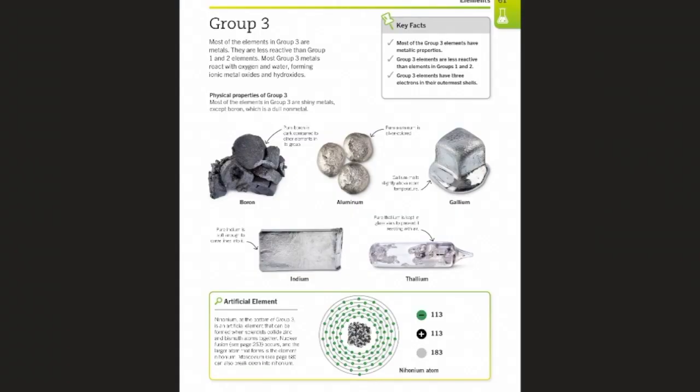So we're going to take a look at group number 3 because boron is the beginning of that group, and we are eventually going to cover all of the elements in group 3 along with all of the elements on the periodic table. So since boron is the beginning of this group, we will start with it and see how this group eventually evolves into what we call Nihonium.